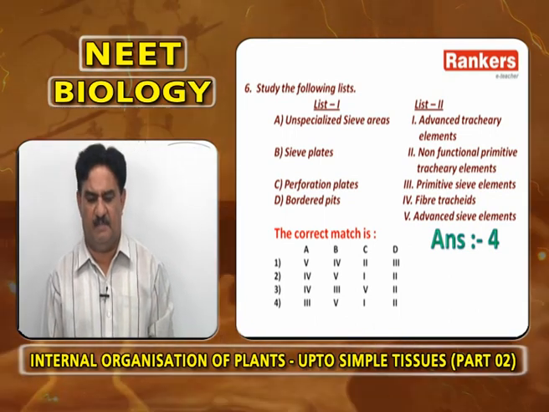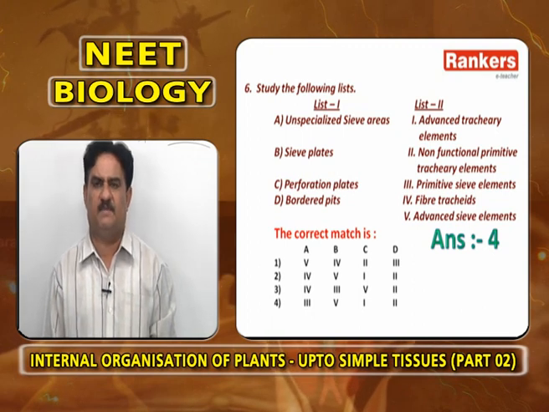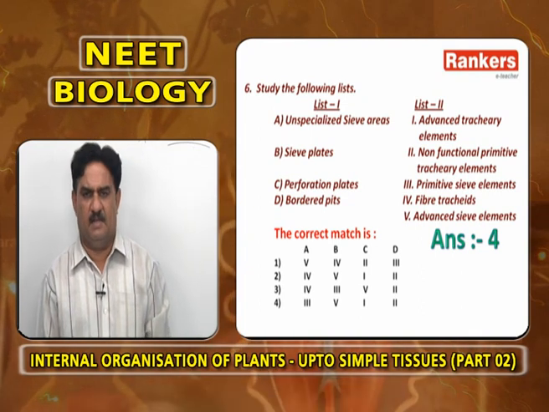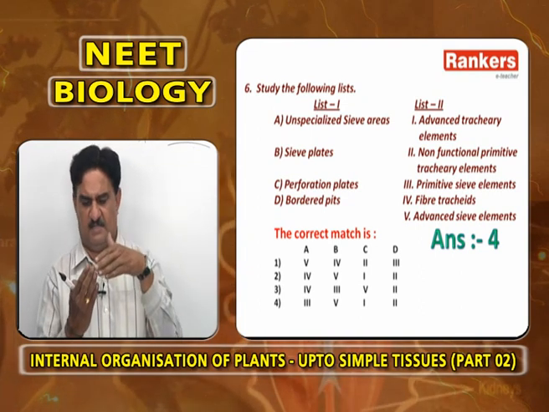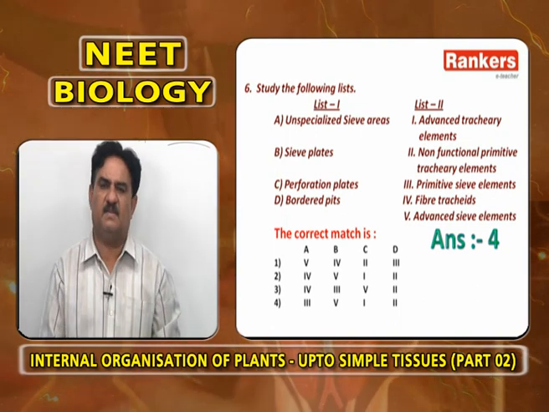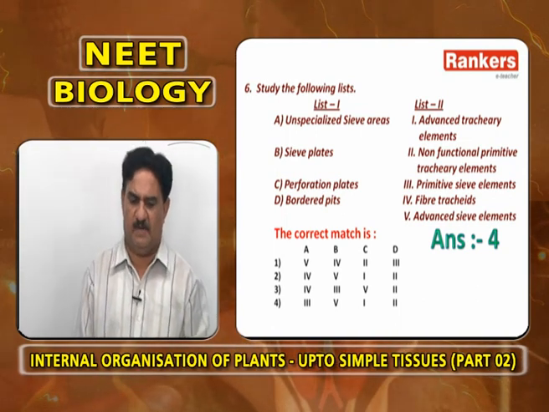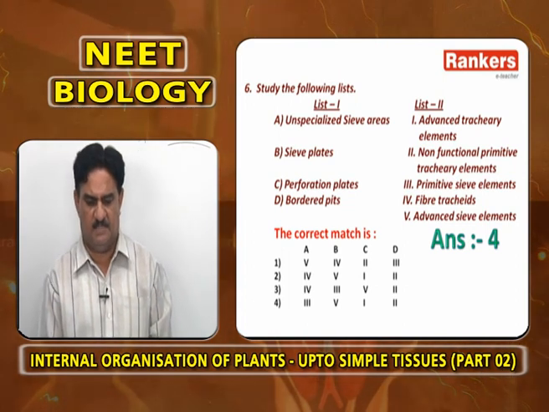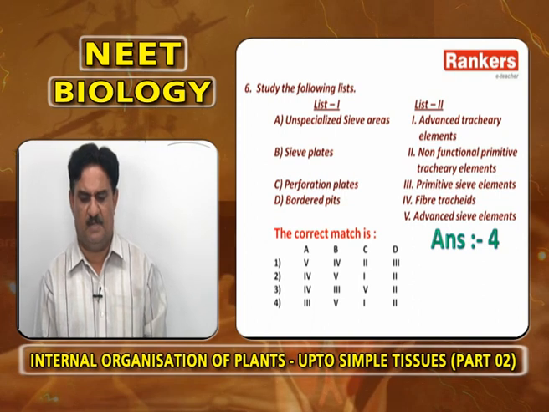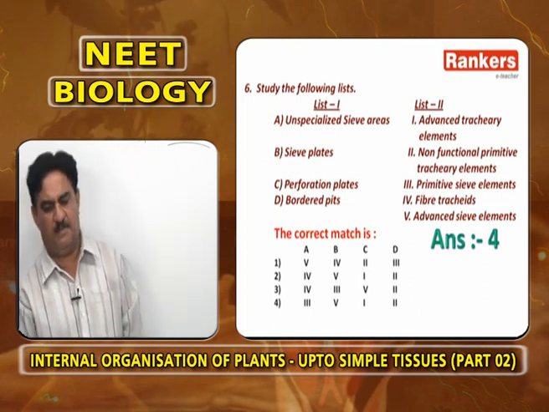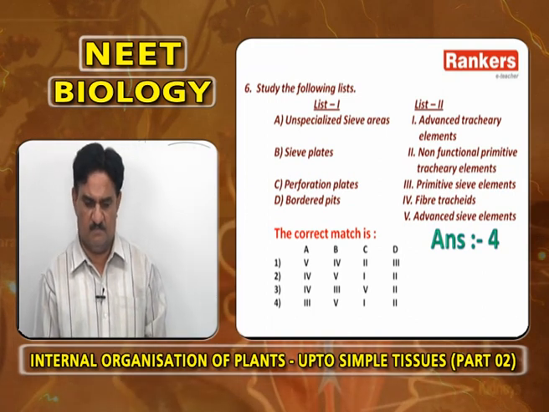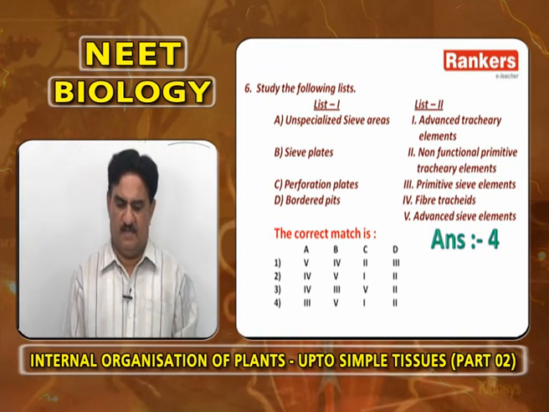Advanced tracheary elements definitely show perforation plates. Why? Because in tracheary elements like xylem vessels, the cells are fused one above the other and the end walls are open. Near the open end walls, you will find special plates called perforation plates. So advanced tracheary elements have perforation plates. Bordered pits belong to non-functional primitive tracheary elements, which means fiber tracheids. So the fourth one is the answer.